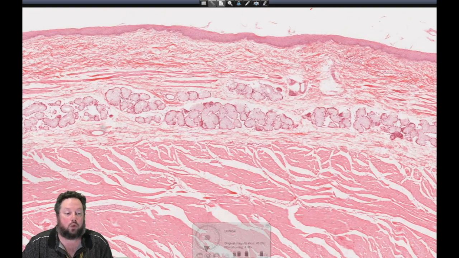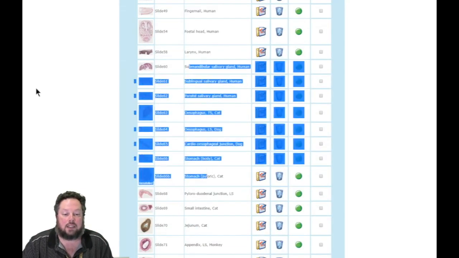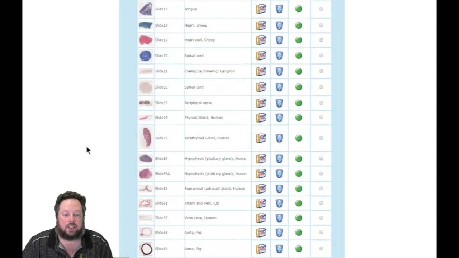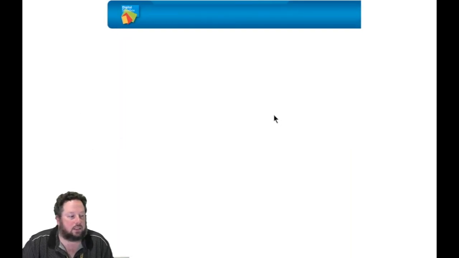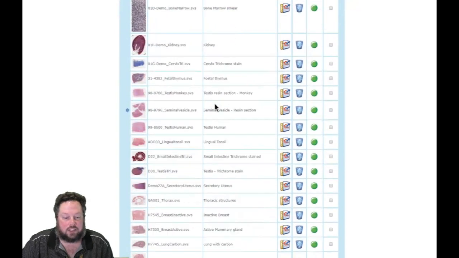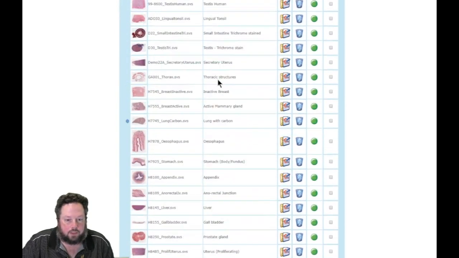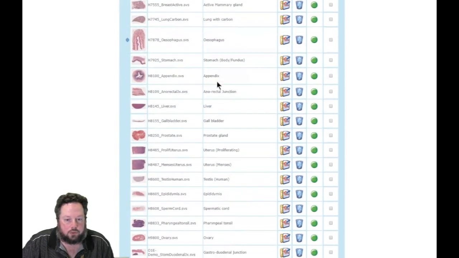What we will have a quick zip at is the tongue. We've actually got that on one of our demonstration slides here. I apologise that we're not going to have time to go through the stomach and the intestines today. Lingual tonsil.